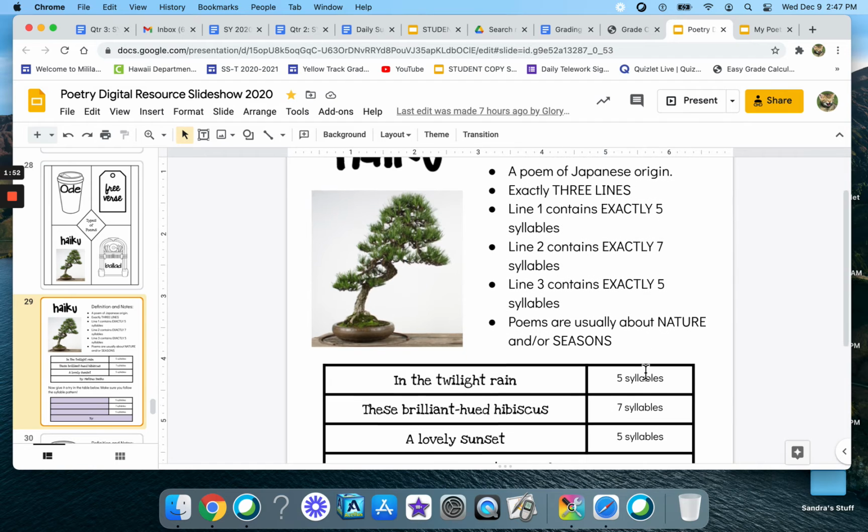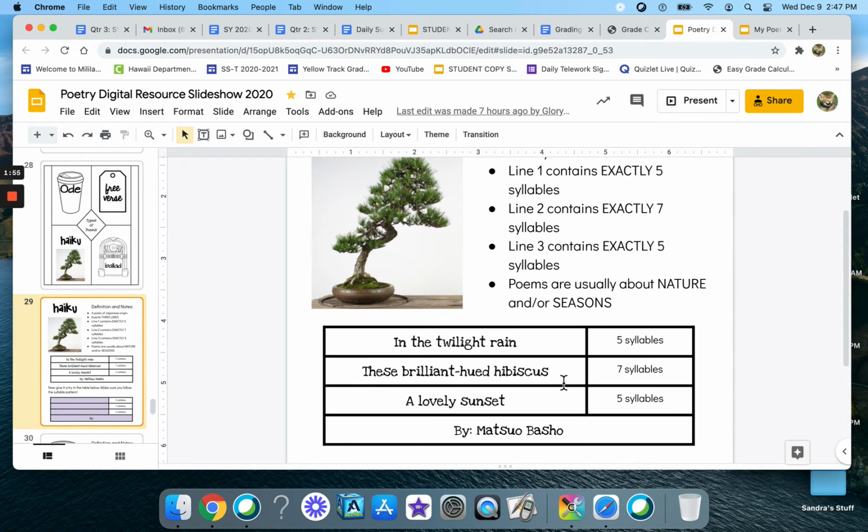So what we have here is an example of a haiku written by the Japanese poet Matsuo Basho. In the twilight rain, these brilliant hued hibiscus, a lovely sunset. What you will notice is that in this haiku, things do not rhyme. There's no rhyming happening in here. But what we are focusing on in the haiku is the amount of syllables. So I am going to show you visually what the syllables are.